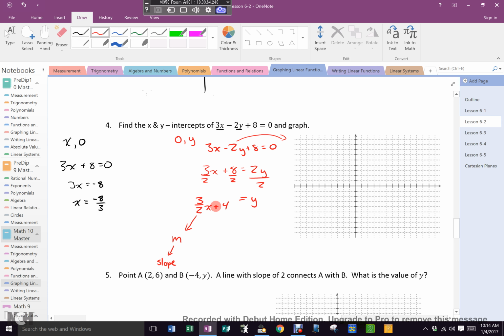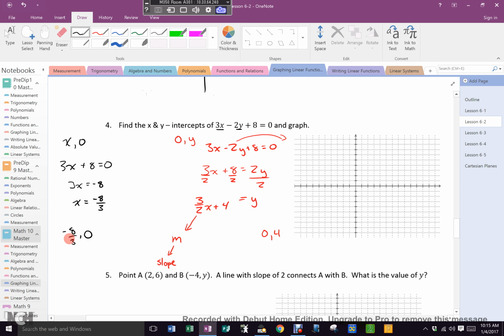So if you can do algebra, you can even find the slope without ever going to a graph. Everybody understand? So, what's my y-intercept here now? 4. So I have the point 0, 4, and I have the point negative 8/3 and 0.